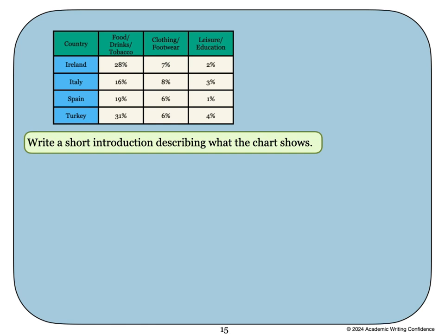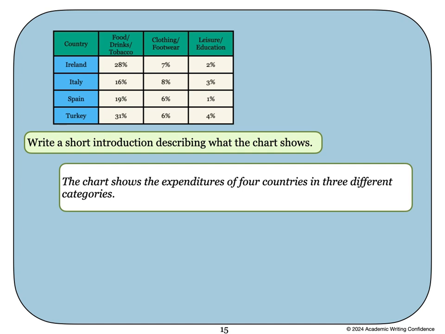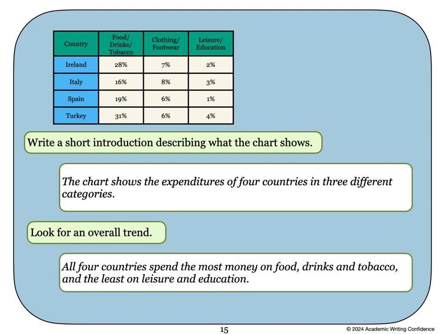So the first thing you want to do is to write a short introduction describing what the chart shows. The chart shows the expenditures of foreign countries in 3 different categories. Following the pattern mentioned before, you should then look for an overall trend. All 4 countries spend the most money on food, drinks, and tobacco, and the least on leisure and education.